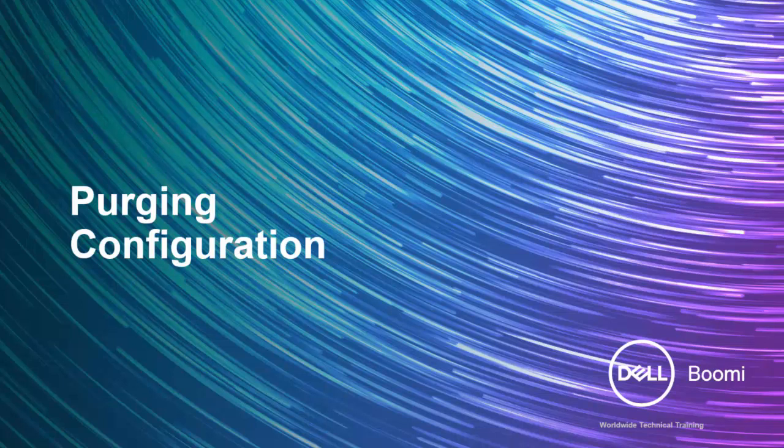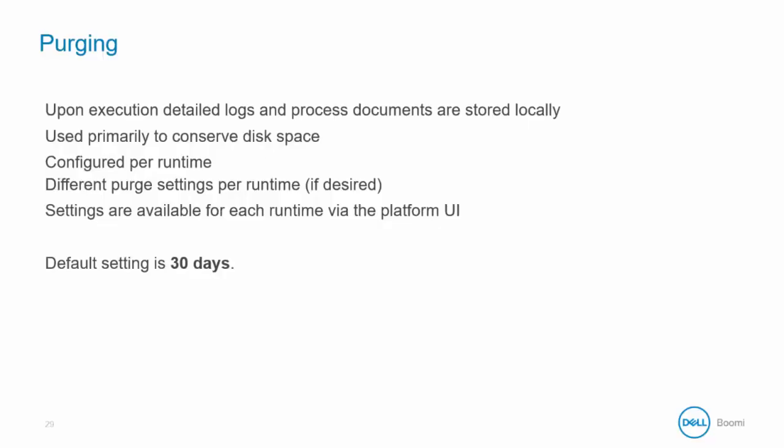Let's spend a few minutes looking at purging configurations. While an atom, molecule, or private atom cloud is running and executing processes, it stores detailed logs and process documents locally. These can be viewed on the process reporting page, and we have also covered that they are stored inside your local directories. An atom, molecule, or private atom cloud also stores temporary data in the temp data and doc cache directories.